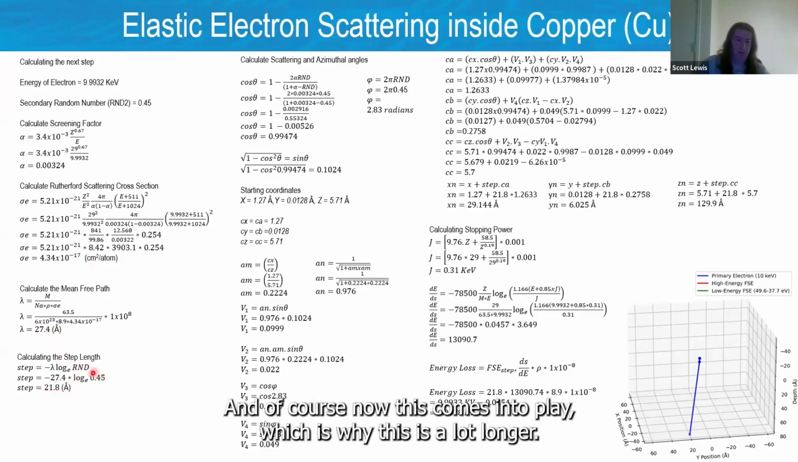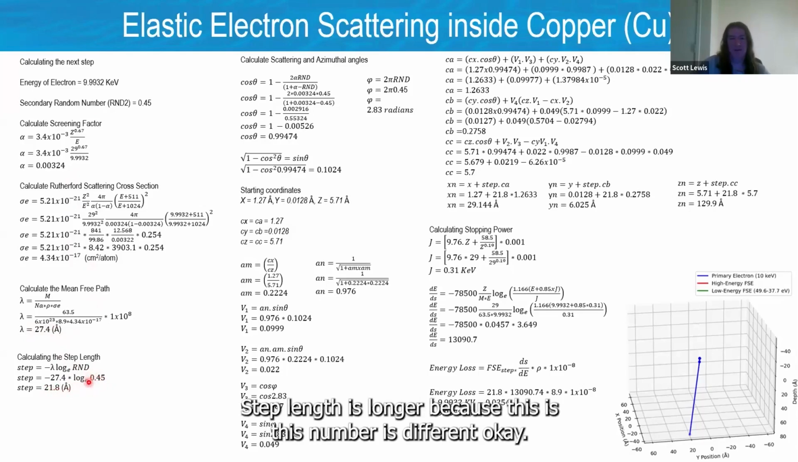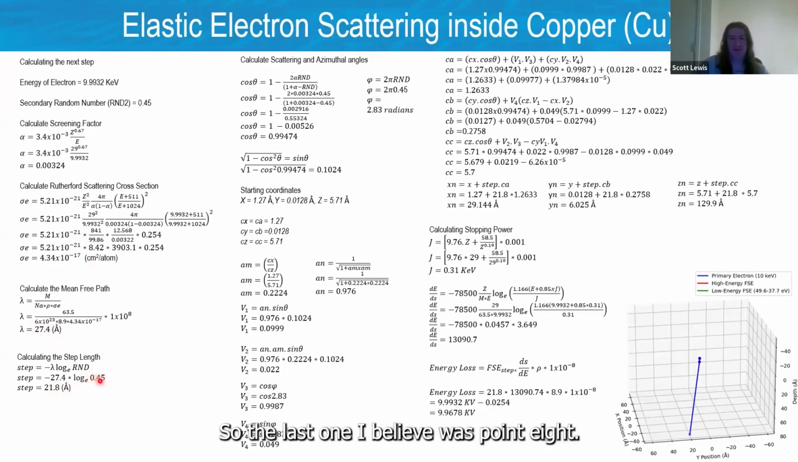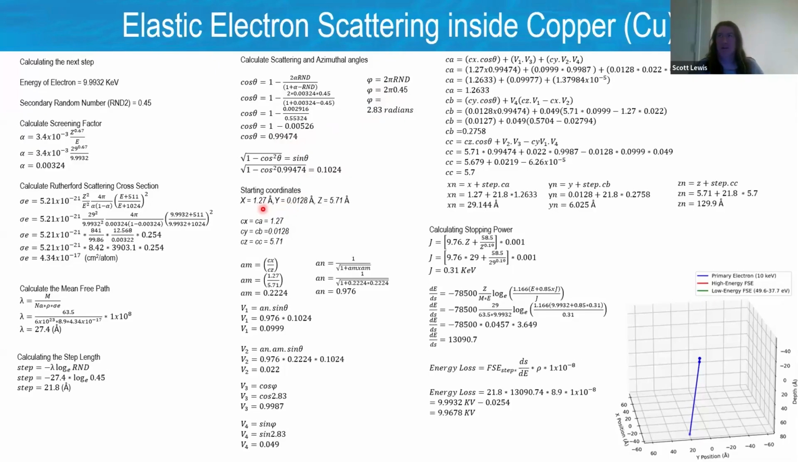And again, I wouldn't expect this to be too different. And of course, now this comes into play, which is why this step length is a lot longer, because this number is different. Okay, so the last one I believe was 0.8. This is 0.45. So we find the scattering angle and the azimuthal angle. So you can see these have changed. Now we've got our starting coordinates. So it's no longer 0, 0, 0. It's what we've just calculated. Okay, so these are the step lengths.